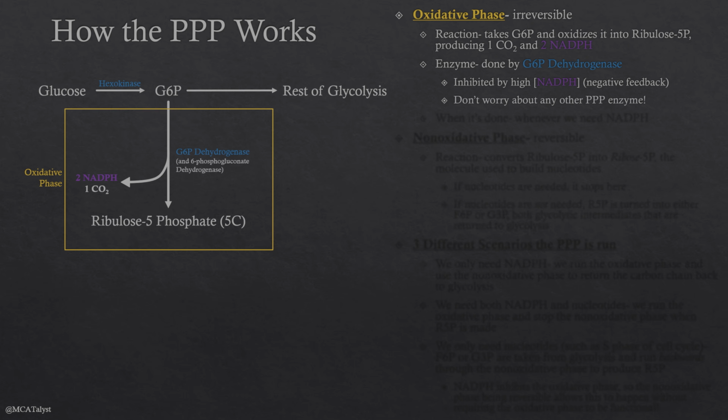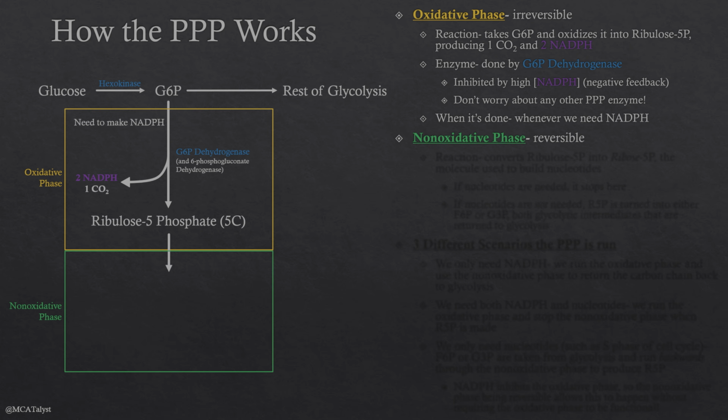There is another enzyme that helps us with the production of ribulose 5-phosphate. It's called 6-phosphogluconate dehydrogenase. You don't need to worry about it for the purpose of the MCAT. In fact, you don't need to worry about any other enzyme for the pentose phosphate pathway outside of G6P dehydrogenase. So we're going to be doing the oxidative phase whenever we need NADPH, because that's the main goal of the oxidative phase. The next phase, the non-oxidative phase, is going to be reversible.